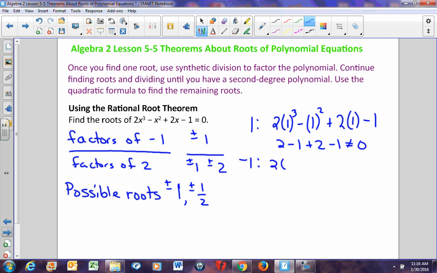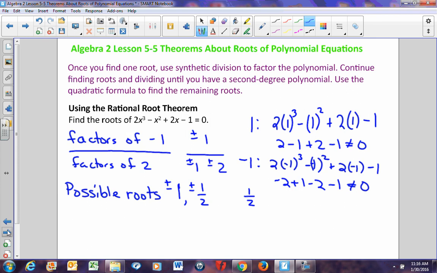Okay, let's test negative 1. Right? 2 times negative 1 cubed, minus negative 1 squared, plus 2 times negative 1 minus 1. So negative 1 cubed is negative 1 times 2 is negative 2. Negative 1 squared is 1, minus 1, minus 2, minus 1. So that's not equal to 0 either. So now we have to look at fractions. So let's try 1/2.